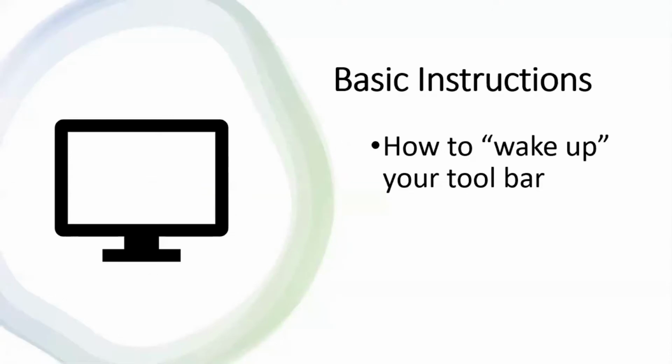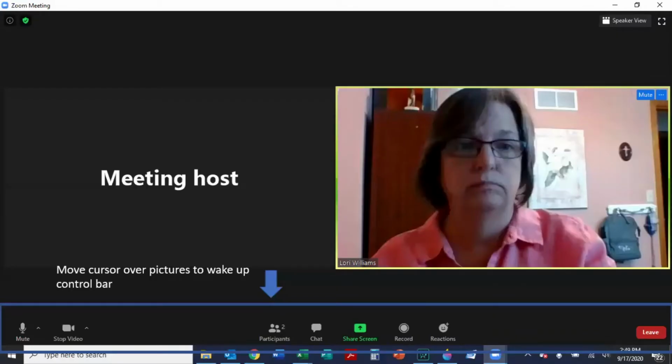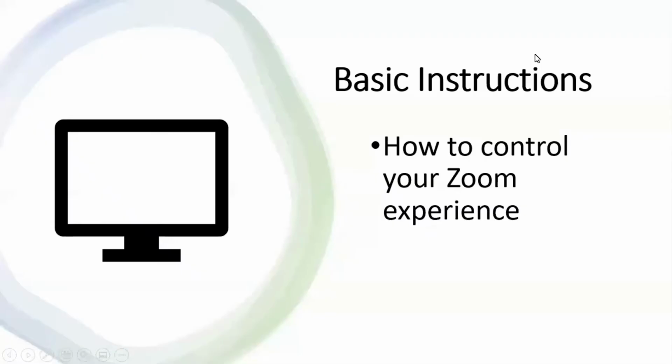Now we're going to talk about how to wake up your toolbar once you've connected to your class. Once you've connected to the Zoom meeting, you can move your cursor over the pictures of the people who are in the meeting to wake up your control bar. The control bar is seen here in this picture with a blue box around it. It will not show that way on your screen when you are in the meeting. That blue box is there just to illustrate where you should look.